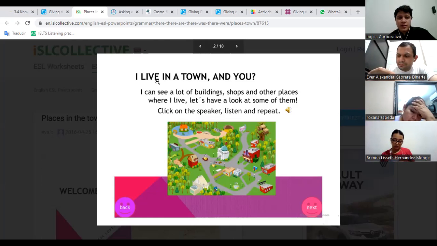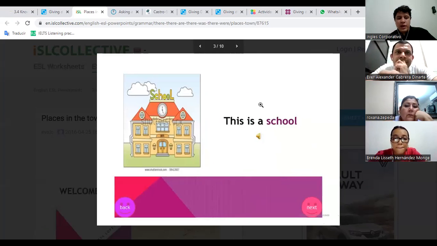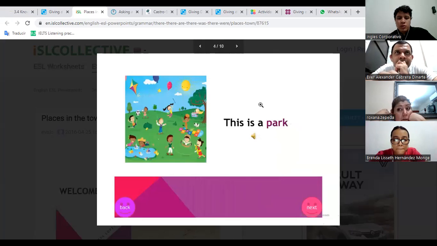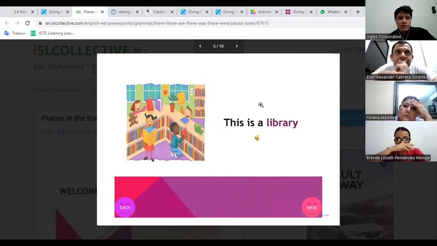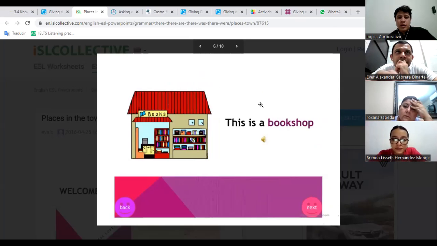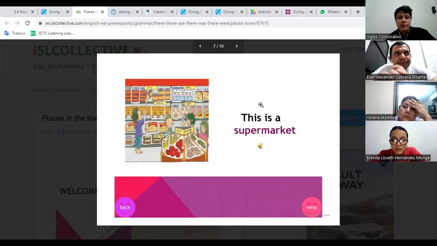So guys, now let's see here. I have this presentation. So first, guys, let's learn a little bit about the vocabulary that we are going to see. So we have this one. I live in a town, and you? And you see we have buildings, shops, and other places, right? So let's start. We have places like a school, right? We have parks. We have libraries, where you can read. We have bookshops. We also have supermarkets.